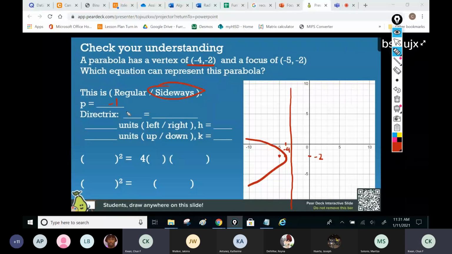Directrix is x equals -3. You are looking at 4 units to the left, and then 2 units down. All right, so that means P is -1. And then right here, you need y plus 2 and then x plus 4. Negative 4 right here, x plus 4, y plus 2. All right, that's your final answer.